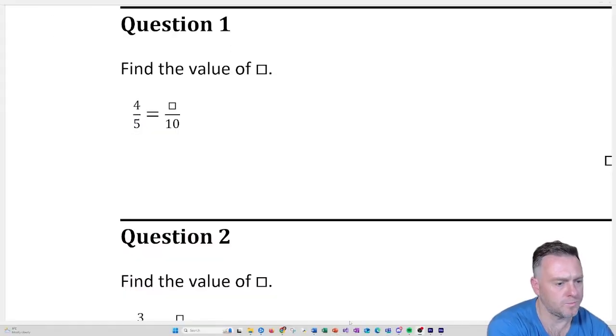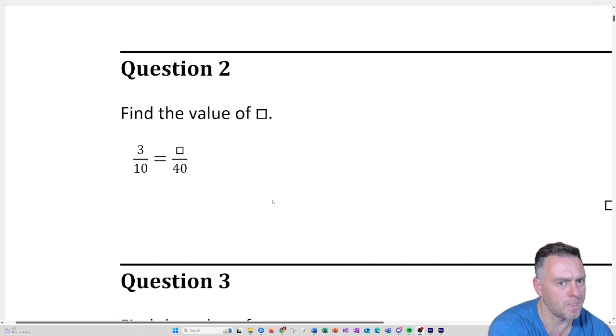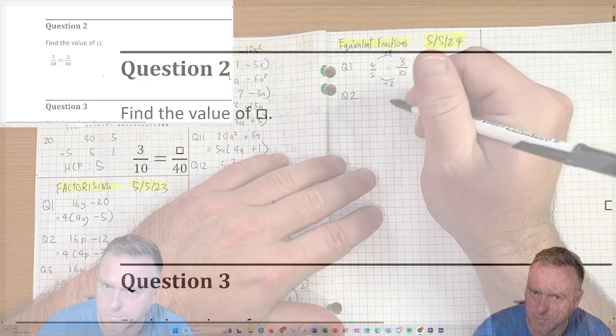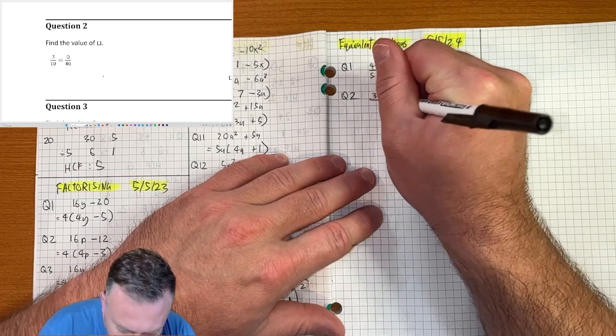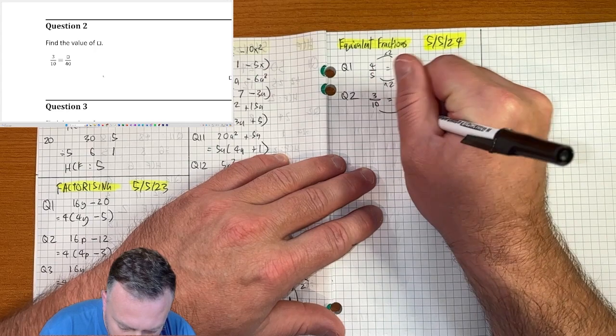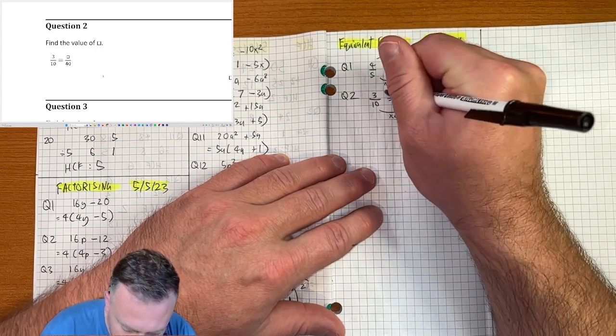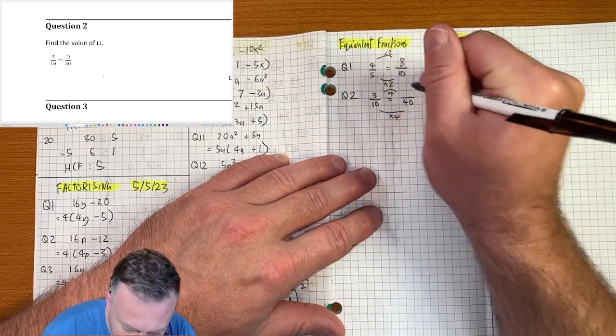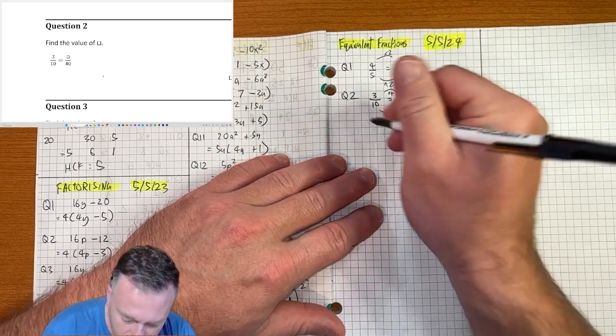Question 2. Oh, where's my mouse gone? There we go. So we've got 3/10 is equal to something over 40. Going to times that by 4, times this guy by 4, and we get 12/40.